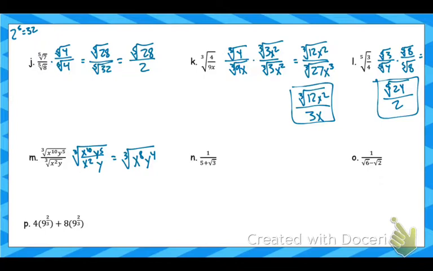Then I can just simplify this the same way we did earlier. So I'm looking for sets of 3. Well, I can take out 2 sets of x's, 1 set of y's, and then I'm left over with 2 x's and 1 y.